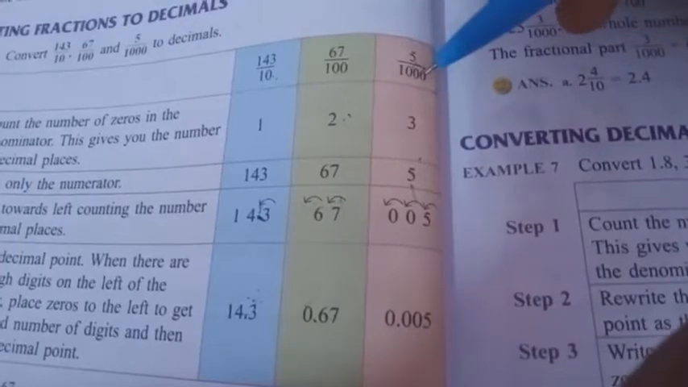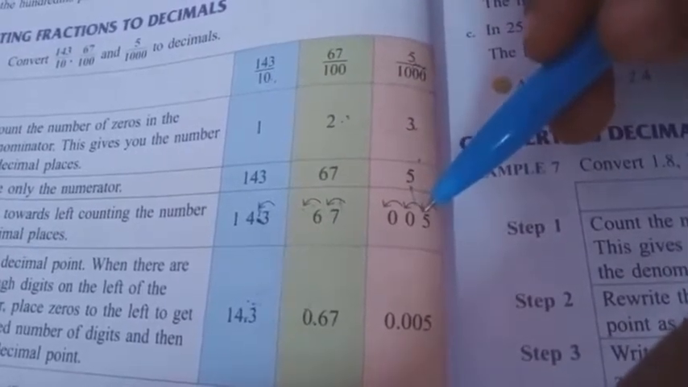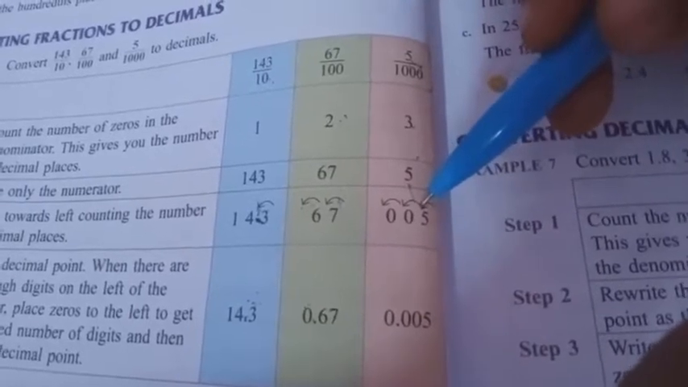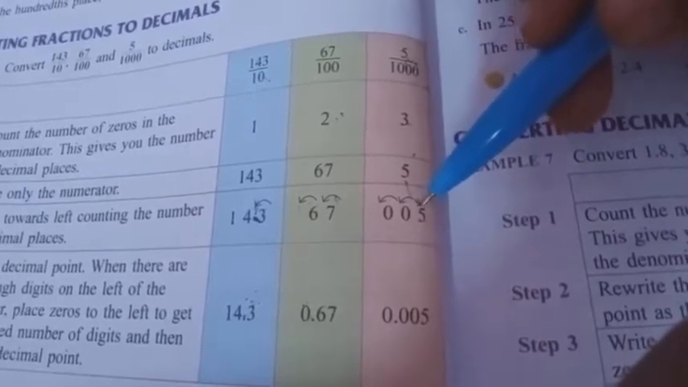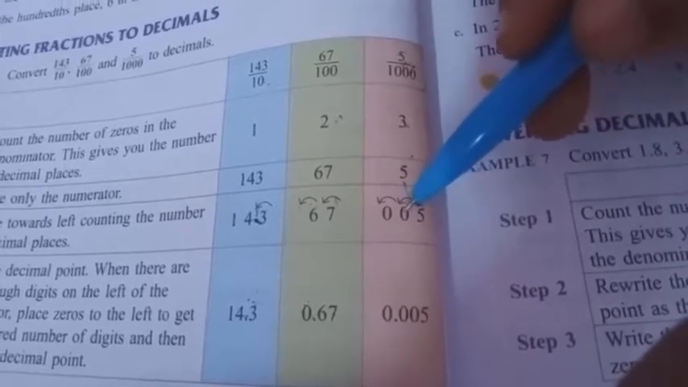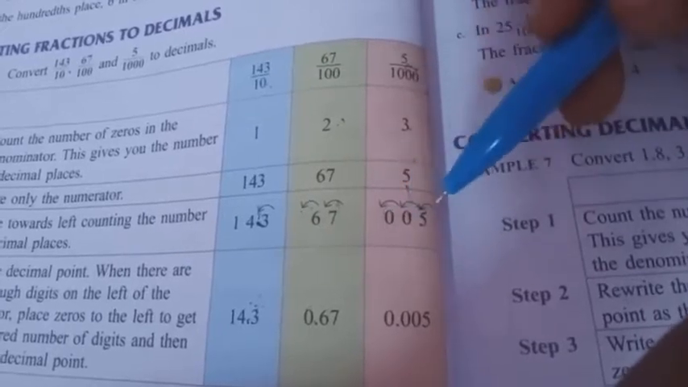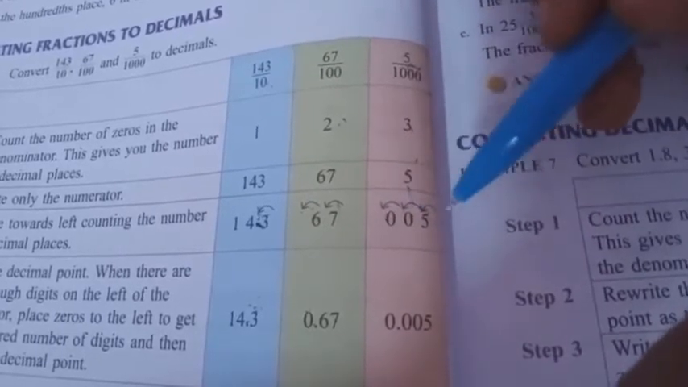And then next, for 1000, how many zeros? 3 zeros. In this given numerator, only one number is there. So you add two more numbers here so that we can count 3 times.